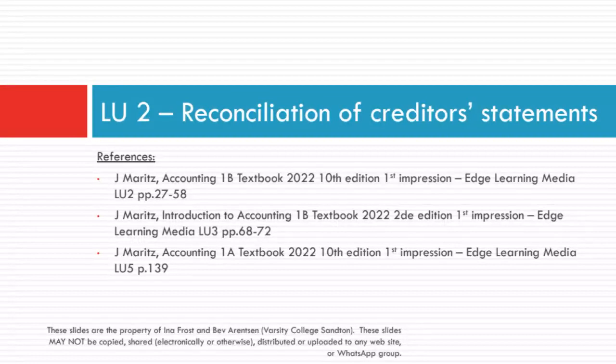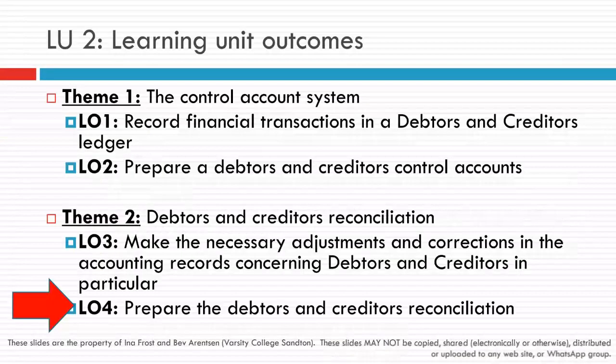In Learning Unit 2 of Accounting 1B, we look at our individual debtor and creditor. We look at how to record the transactions in the debtors and creditors ledgers, how to record in the debtors and creditors control accounts, and then we also look at how to reconcile our debtors and creditors lists with the debtors and creditors control account. Now, there's one more aspect regarding debtors and creditors that we need to discuss.